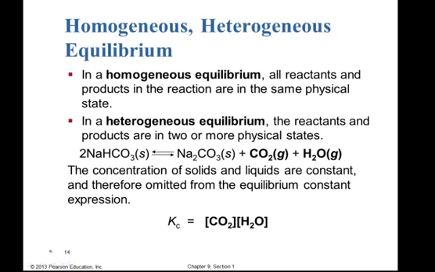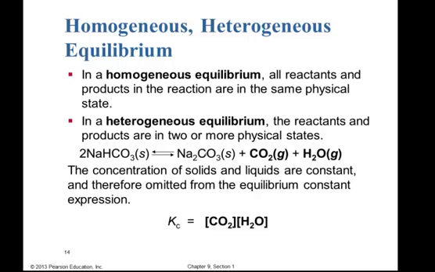Now, if we have a homogeneous equilibrium, that means all of the phases are the same. So like they would all be gases or all be aqueous. The one that we had before was a heterogeneous because I had some things that were liquids and some that were gases. So in that case, they have different states. And the concentrations of solids and liquids don't show up in my equilibrium expression, only gases or aqueous.